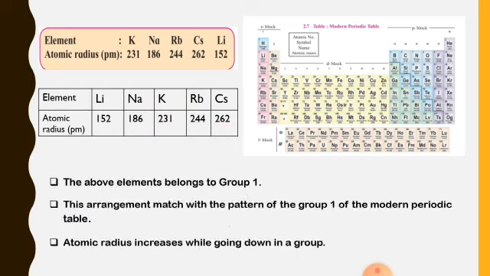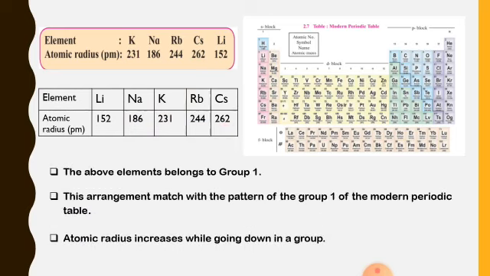Yes, the above elements belong to which group? They belong to group 1. So this arrangement matches with what? With the pattern of group 1 of the modern periodic table. Yes, this arrangement is matching the pattern of group 1 elements. So here you can see the atomic radius increases while going down in a group.